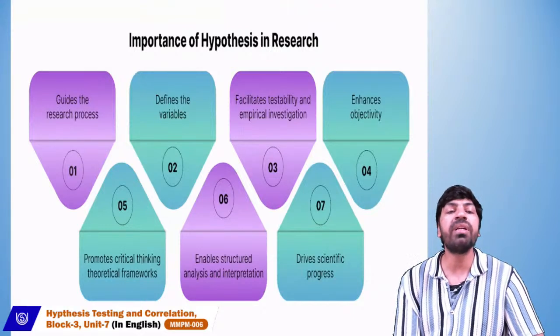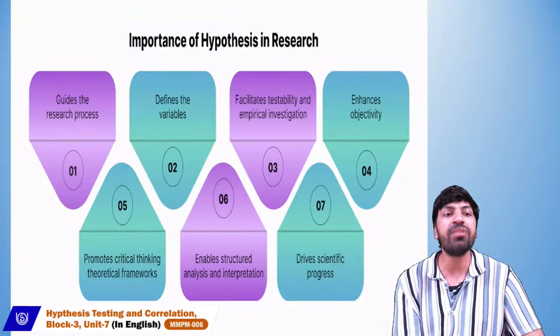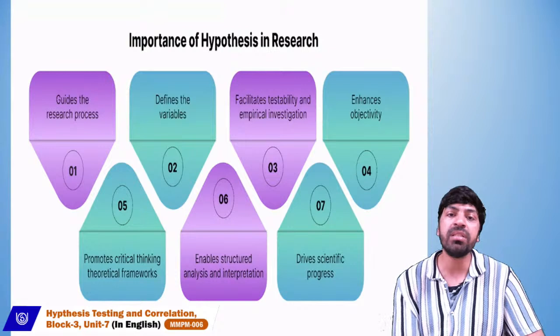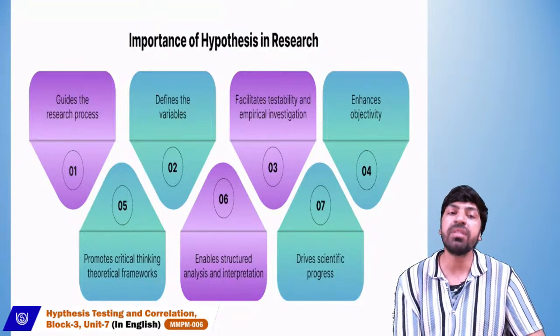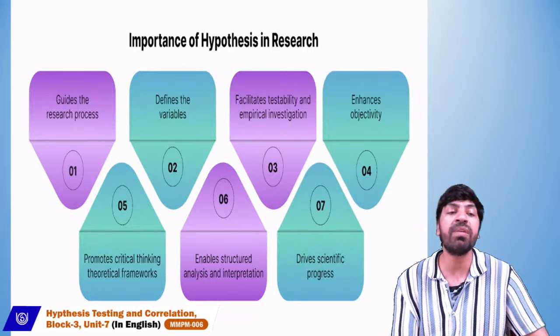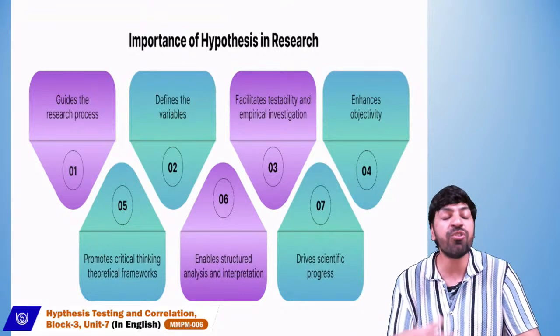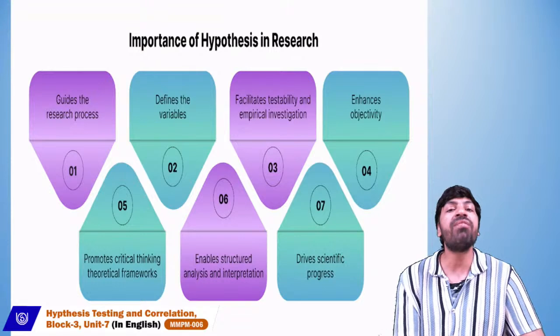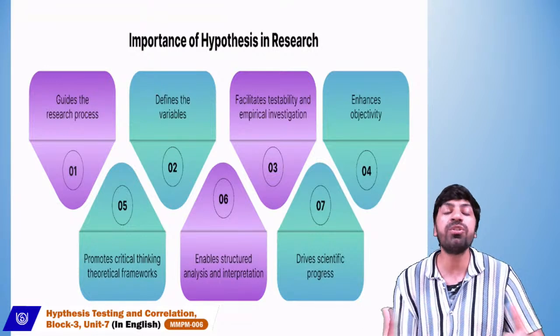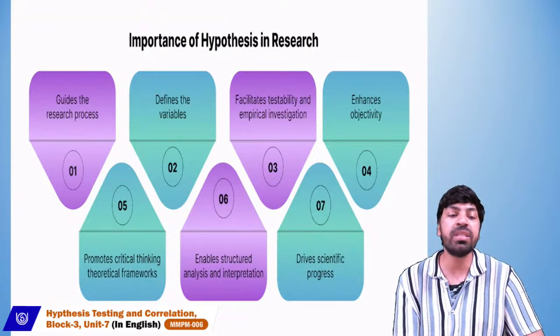Now we come to the next section, the importance of hypothesis in research. There are seven main importances. It guides the research process, defines the variables, whether independent, dependent or extraneous variables, and facilitates testability and empirical investigation. It also focuses on objective-based research.